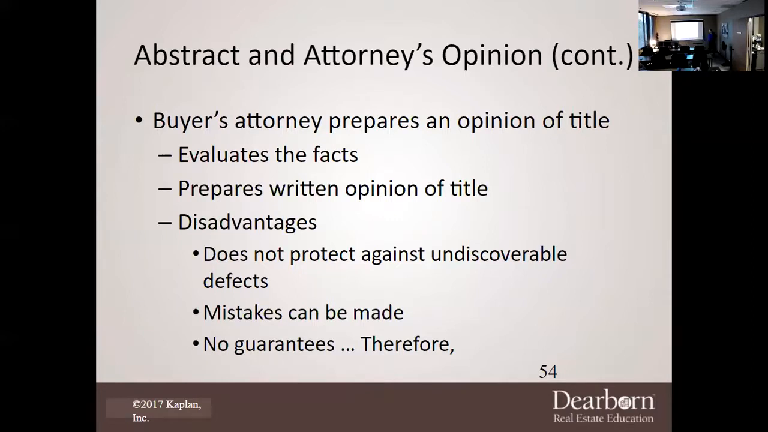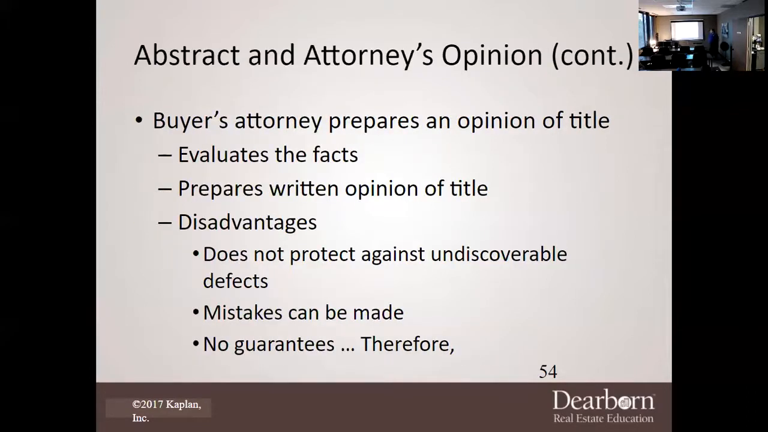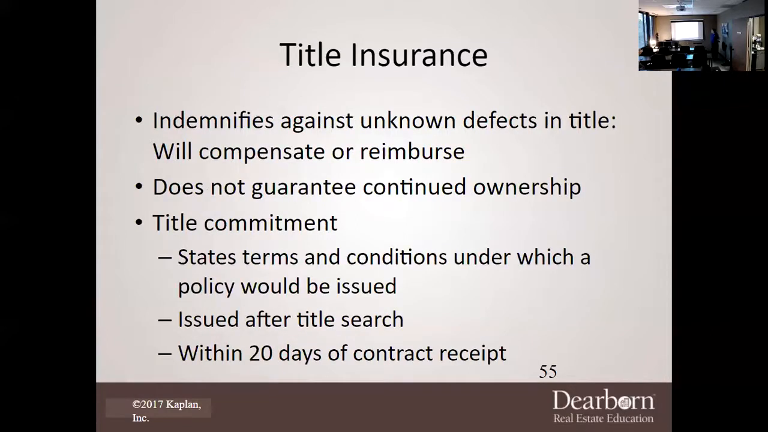The disadvantages, though, to this is that it does not protect against what's called undiscoverable defects, meaning that if I went through and did a search, I might have missed something. Well, if I missed something, that's pretty much on that buyer. It's not going to be on me, it's going to be on the buyer. And again, mistakes can be made, and there are no guarantees. Therefore, in that particular situation, you're pretty much out of luck. Title insurance also indemnifies against unknown defects in the title and will compensate. Okay, you see the difference here?